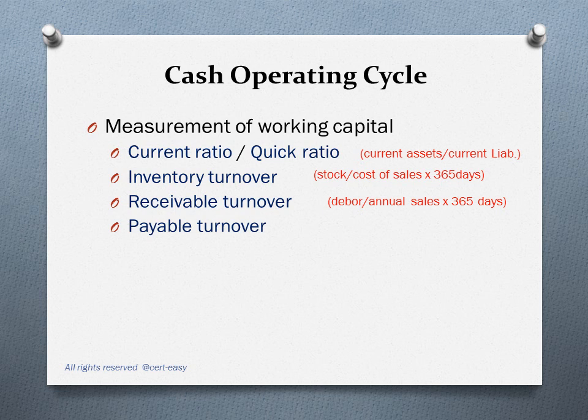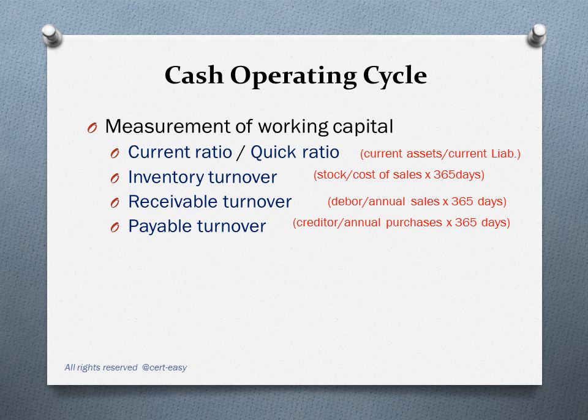Payable turnover is similar to receivable turnover, but on the opposite side. We should use the creditor balance, or average creditor, over the annual purchase value times 365 days. The ratios represent how long we pay our suppliers in a year. That means our suppliers are financing our operations.